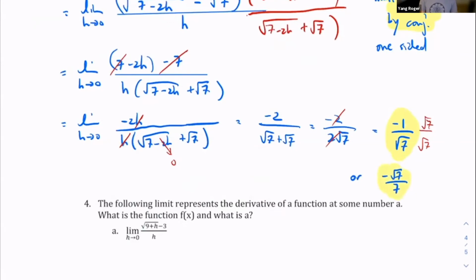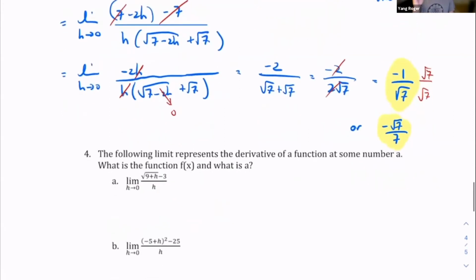Either one works, Lance, for me. I don't care when I grade your quiz. For WebAssign, I don't know if they force you to do the radicalizing or de-radicalizing of the denominator. All right, cool.